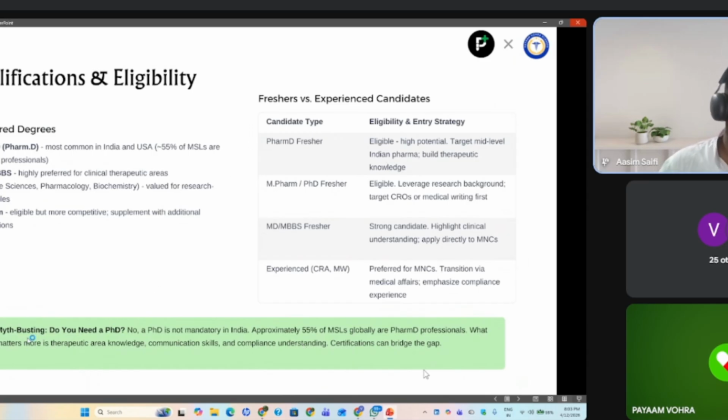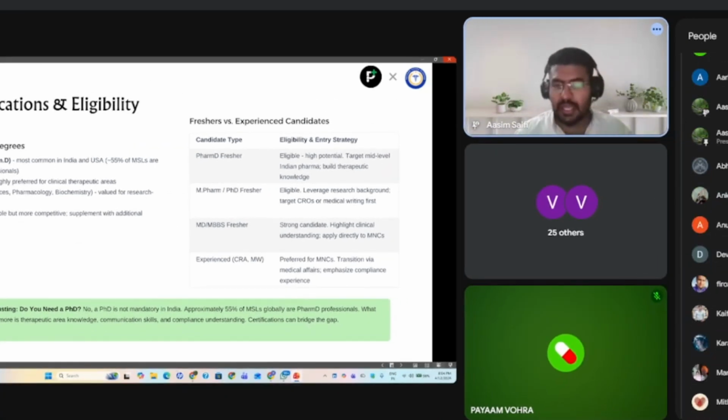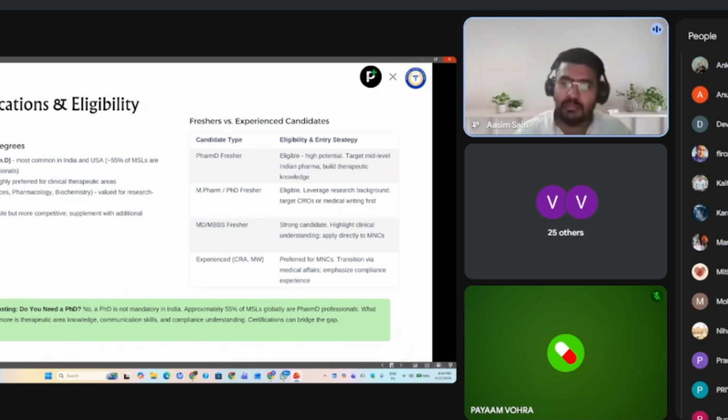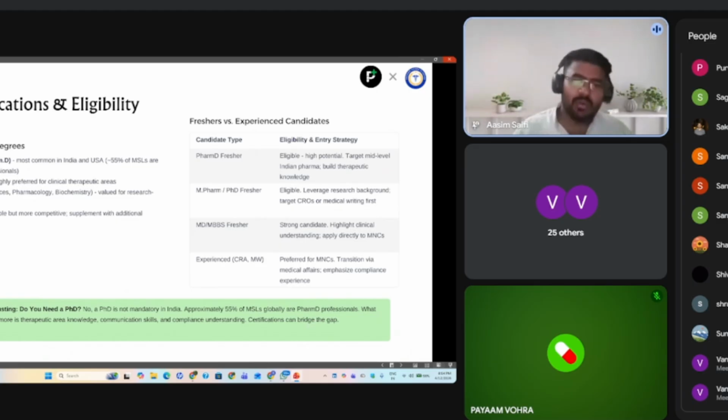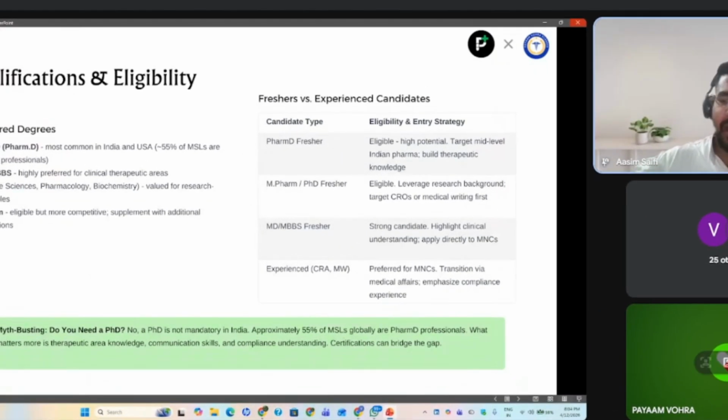So there is some myth busting. Do you need a PhD? No, a PhD is not mandatory in India. Approximately 55% of MSLs globally are Pharm.D professionals. What matters more is therapeutic area knowledge, communication skills, and compliance understanding; certification can bridge the gap. And everyone knows, if there are 100 PhD scholars, we are aware how many of them have done it on a regular basis.